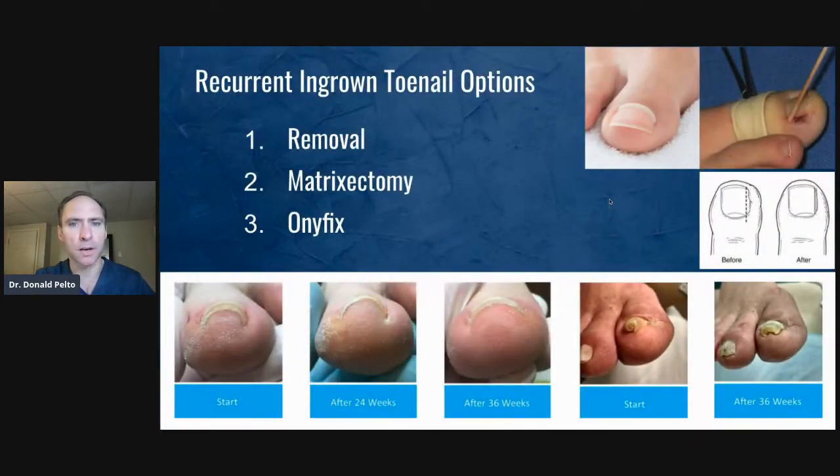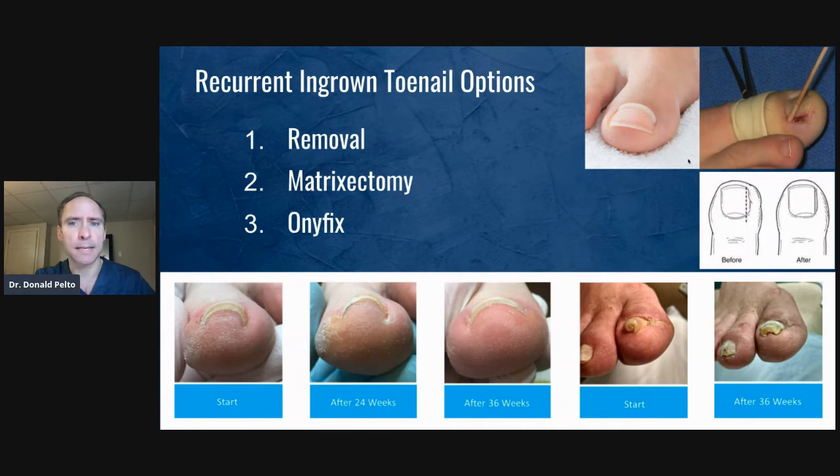I just want to show you a couple of these things. The traditional treatment is this one right here, this before and after picture. We take a little edge out of the nail, and then they come back in a couple of weeks, and that's it. But if it keeps coming back, then we have to do either a matrixectomy or an Onyfix.